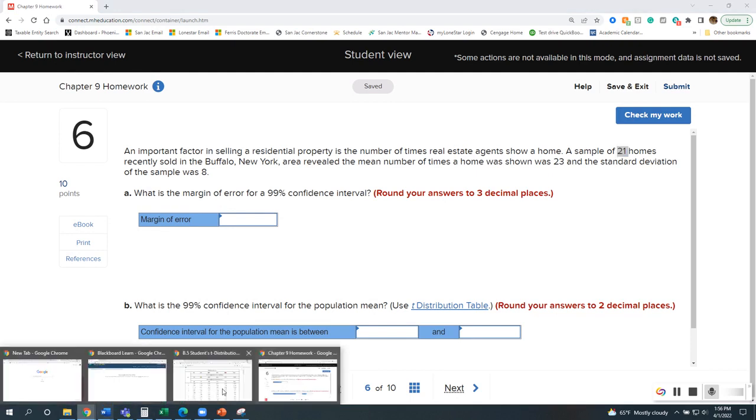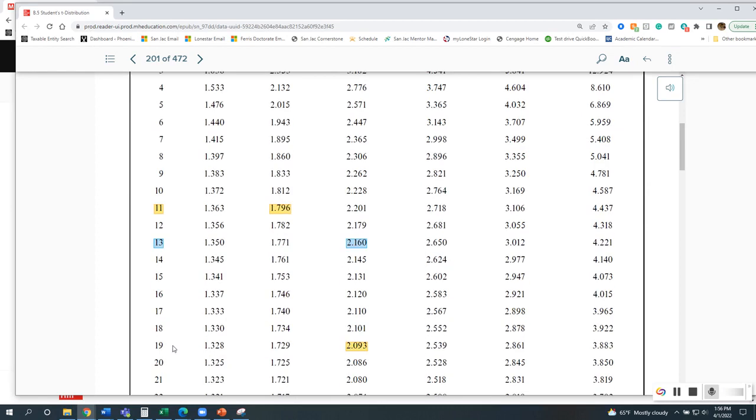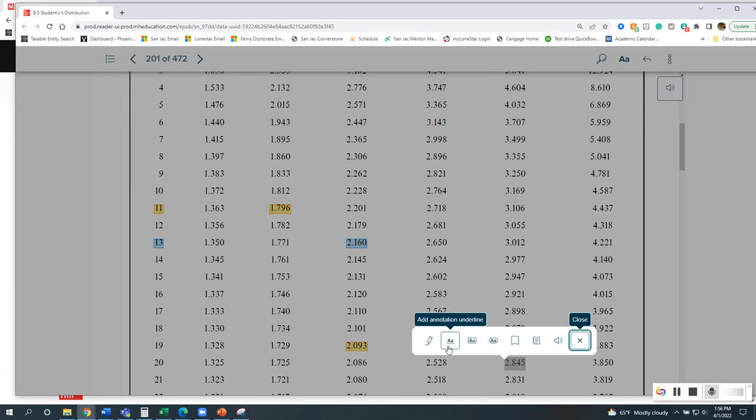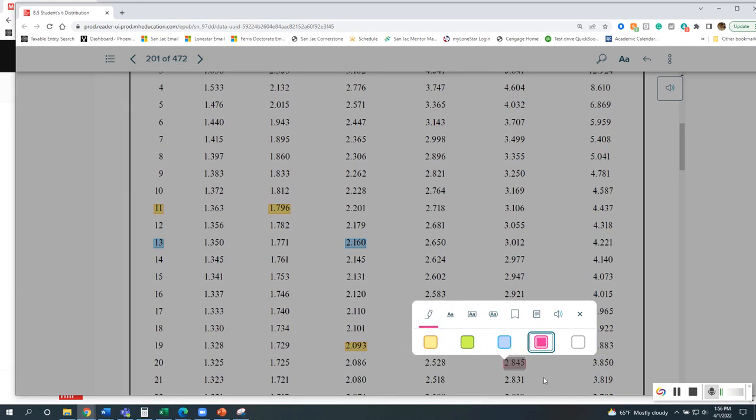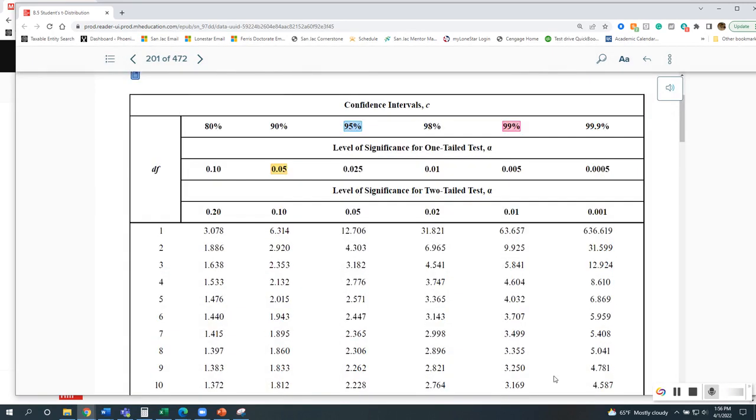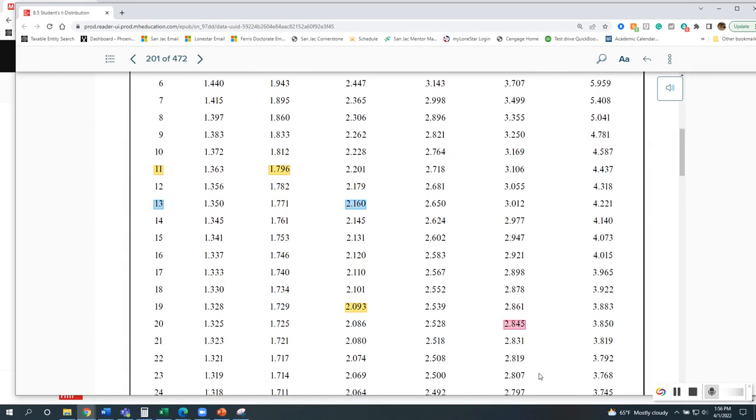Always our sample size minus 1. So back to our chart. Go all the way to 20. 1, 2, 3, 4, 5. So it is going to be 2.845. Okay, so we'll come back to that in just a sec.